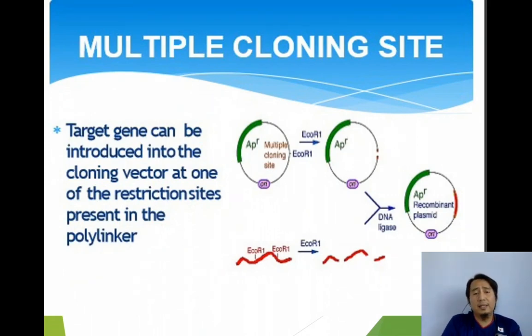Multiple cloning sites. The target gene can be introduced into the cloning vector at one of the restriction sites present in the polylinker. So this is your vector, and this is your gene of interest. You cut with EcoRI, EcoRI. This fragment you do not use, and only this fragment might be used.